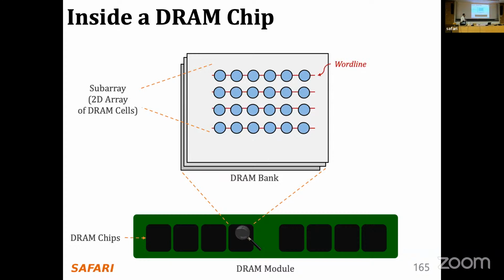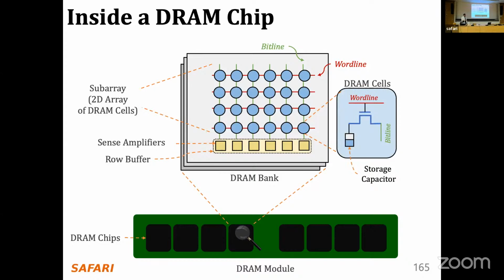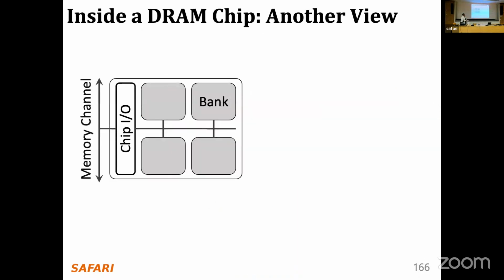DRAM cells are connected horizontally to what's called a word line and vertically to what's called a bit line. DRAM cells connected to a bit line share a sense amplifier. A collection of sense amplifiers is what we call a row buffer. A DRAM cell itself stores data using a storage capacitor, a simple capacitor, and to access this capacitor, there is an access transistor that is controlled via the word line. So this is overall the structure of DRAM. This is another view of the same structure. We have several banks. The banks share some bus together, and also the chip across all of the banks shares some I/O logic.